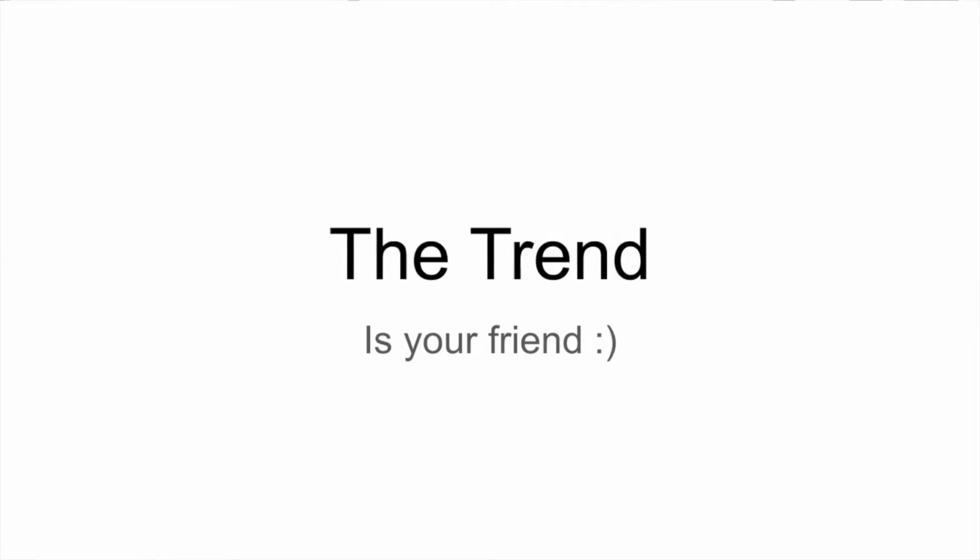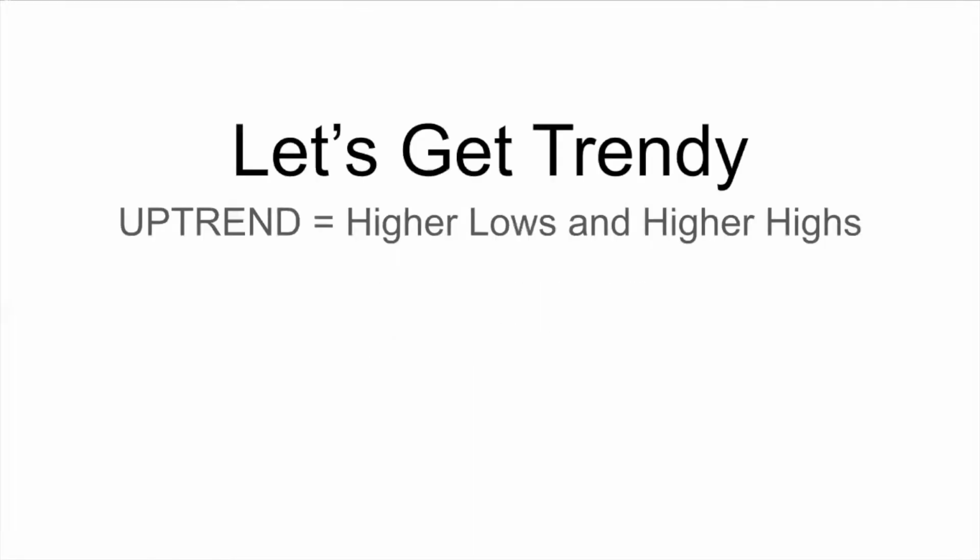What's going on, guys? In this video, I'm going to go over how to recognize the trend, how to use Fibonacci retracements and extensions, and also introduce you to harmonic patterns. So the first thing we need to know is exactly what a trend is. There are two types of trend, an uptrend and a downtrend.